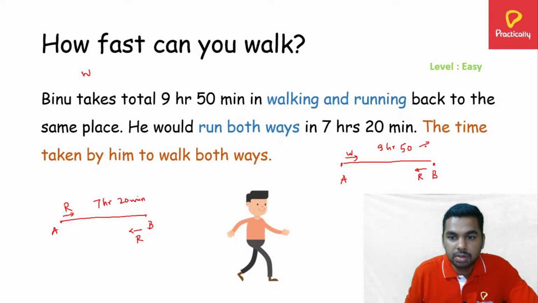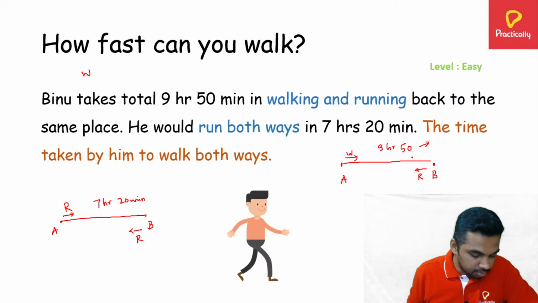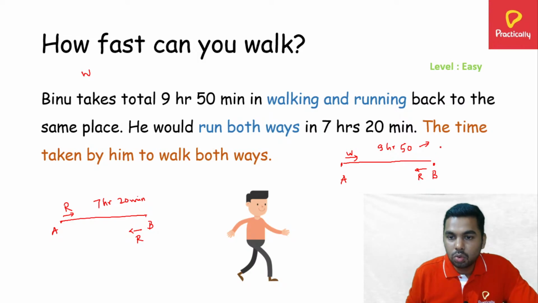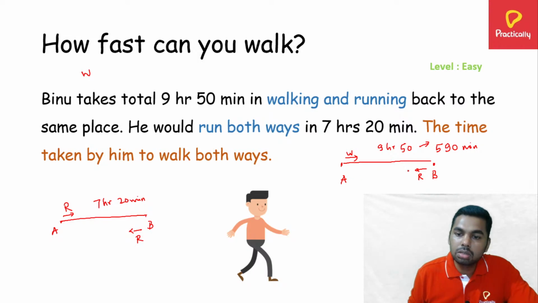So let's convert this 9 hours and 50 minutes completely into minutes. How much can you calculate? Anyone? No? Okay. So 9 hours meaning 9 into 60, that many minutes. So what is 9 into 60? We know 9 into 6 is 54, so it is 540. Plus 50. So 540 plus 50 is how much? 590. So this is 590 in minutes. Now this is for covering the distance D. A distance D is to be covered, and the time taken is 590 minutes. So that is both walking and running.